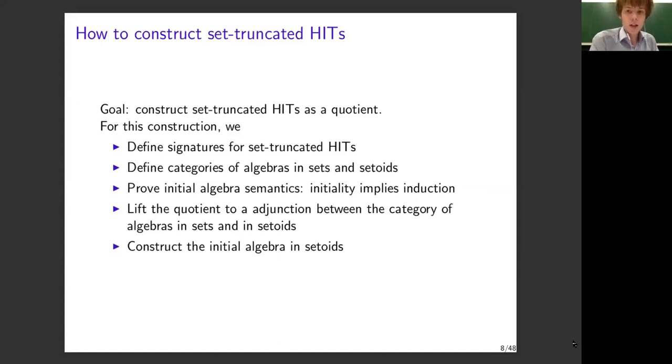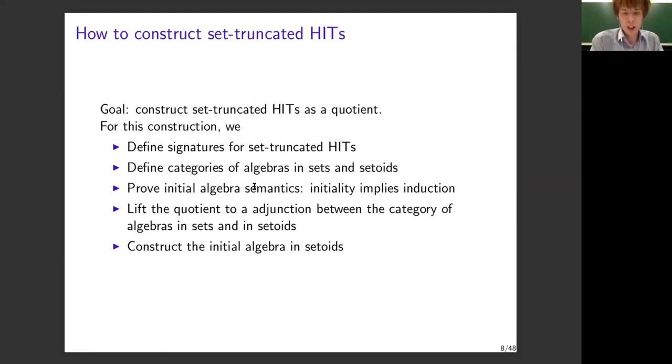Okay, how are we going to construct set-truncated higher inductive types? The main idea will be to use the quotient. So we will take the following steps. First, we start by defining signatures, because then we can say precisely what higher inductive types are supposed to be. After that, we define categories of algebras, and we prove initial algebra semantics. The introduction rules for the points, paths, and so on are given by the algebra structure, while the elimination and computation rules are defined when proving initial algebra semantics.